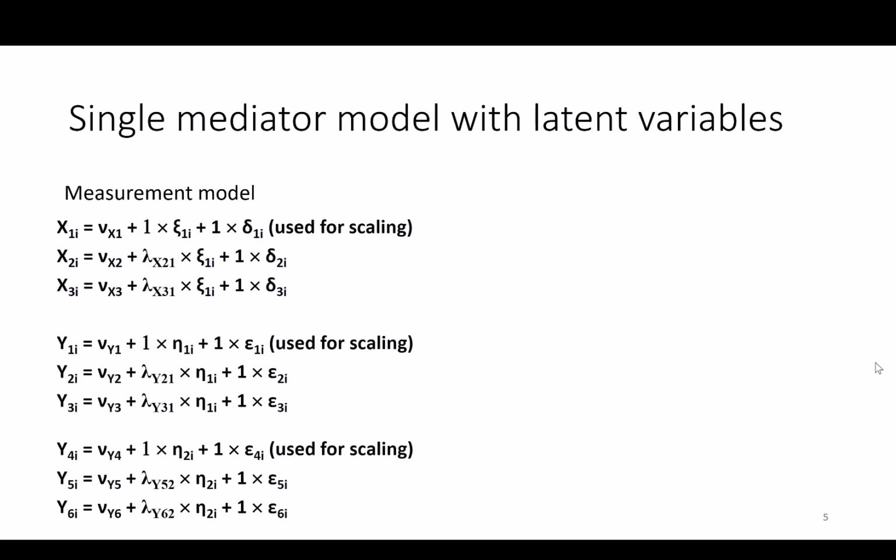Here's our measurement model once we have selected unit loading identification. For each indicator, we have an intercept, and for all indicators except the first indicator for each latent variable, we're freely estimating a loading, and we have a residual. So here we have 9 equations to represent the measurement model for our single mediator model with latent variables.